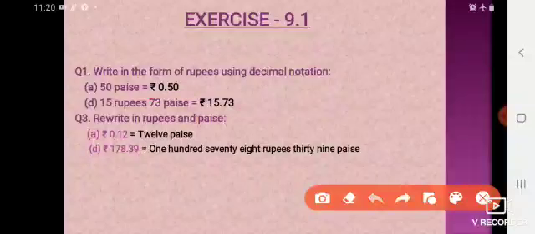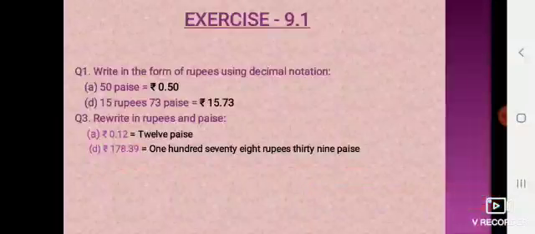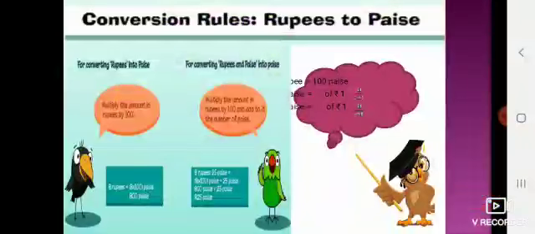Then question number 3 is rewrite in rupees and paise. Here you can see we are having rupees 0.12. In the whole number part we are having 0, so we are not having rupees. Here we are having only paise, so it will be written as 12 paise. Then rupees 178.39 will be written as 178 rupees and 39 paise.